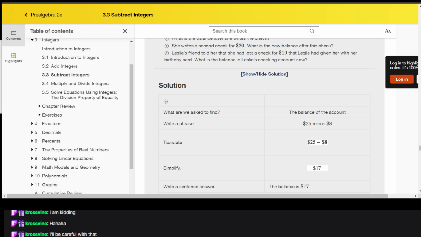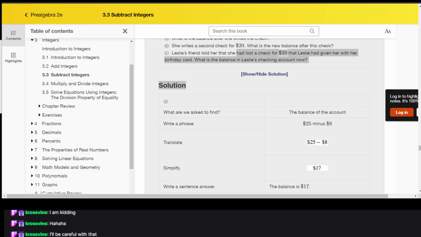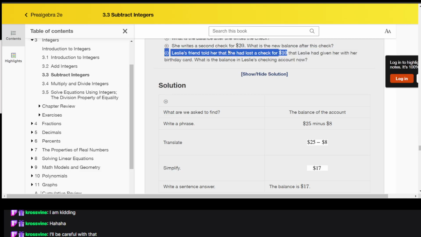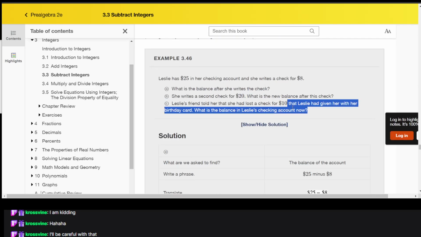Unless it means, like, she lost the check, and then Leslie found it, and then she cashed the check back in. I'm making jumps. Wait, no, it doesn't make sense. It just doesn't make sense. What if I run it into DeepSeek or something, and see what it does with the $10?